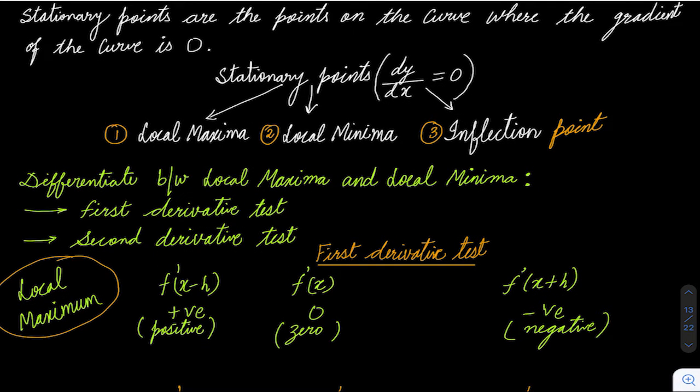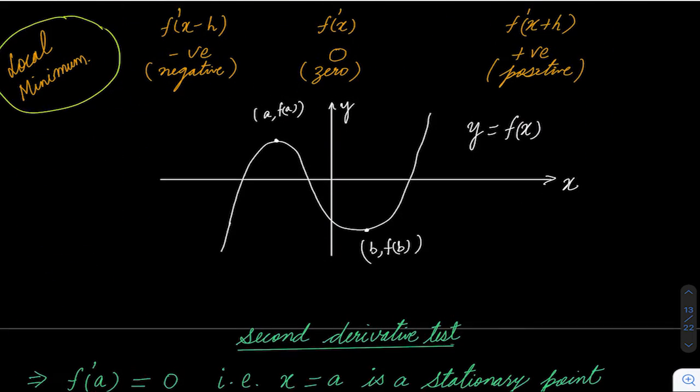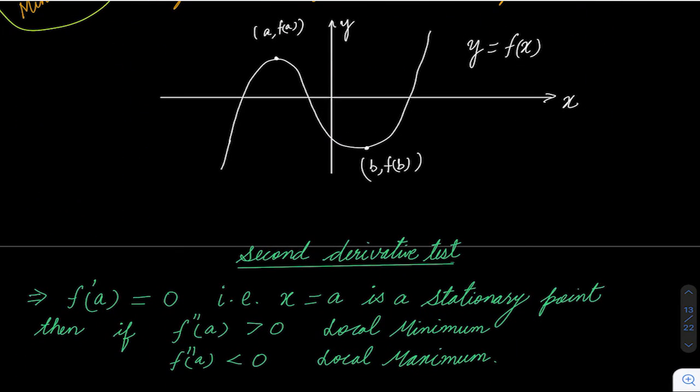So the question is, we know how to find stationary points, so how can we differentiate between local maxima and local minima? There are actually many ways, but in your curriculum you have two ways. First is the first derivative test, and second is the second derivative test. You must understand these two methods perfectly, otherwise you might lose some marks. First, let's understand the first derivative method.